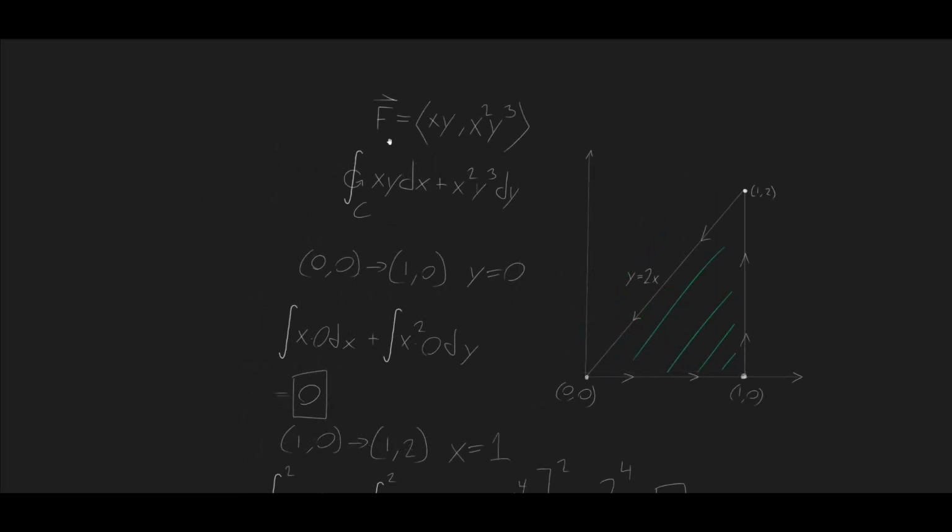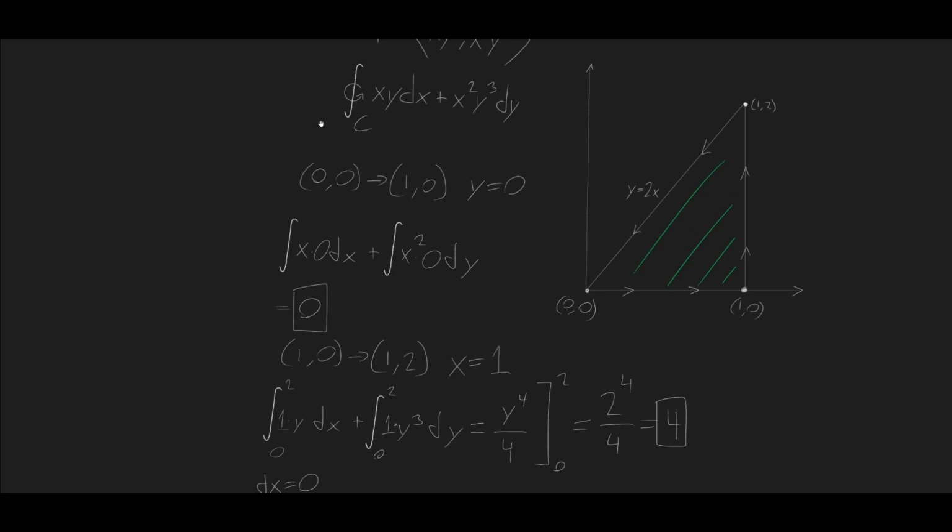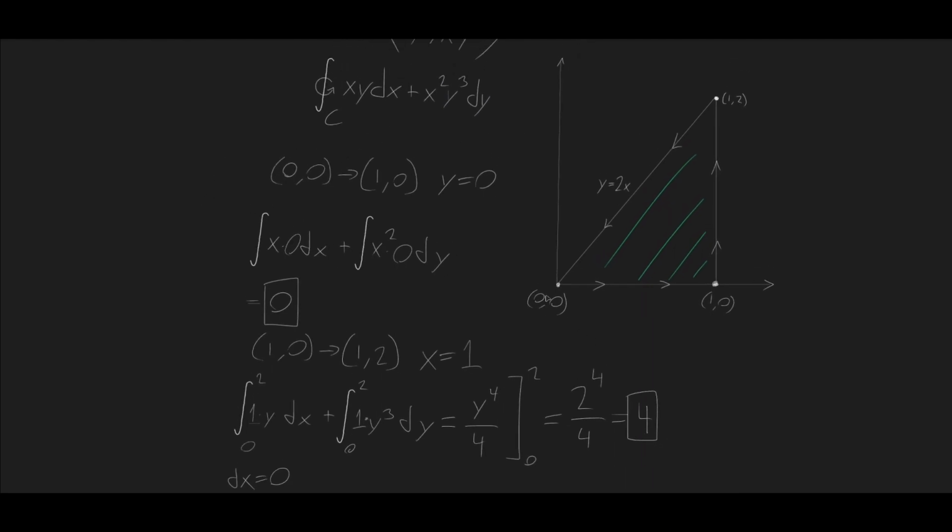So let's go ahead and show that Green's theorem works by solving the line integral how we would normally solve it. So here we have F, which is equal to x times y, comma x squared times y cubed. And we want to take the line integral along C, this curve, of x times y dx plus x squared y cubed dy. For this problem, we're going to split it up into 3 line integrals: from here to here, from here to here, and from here back to here.